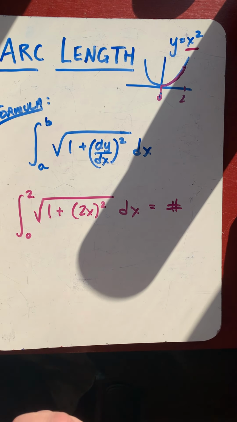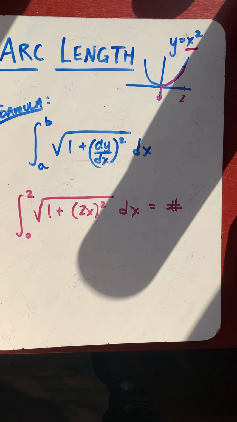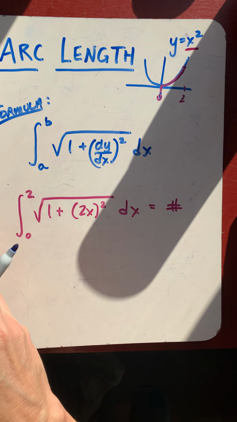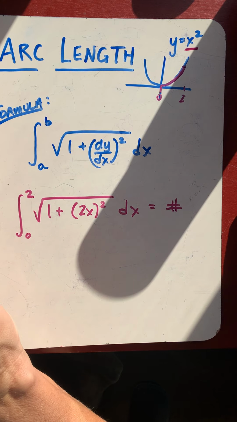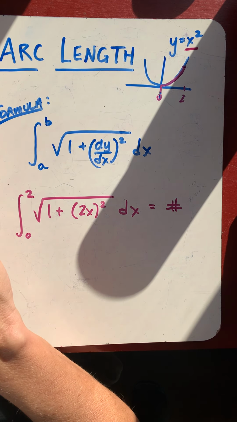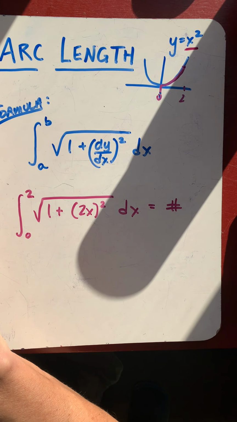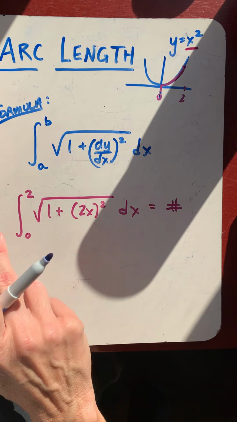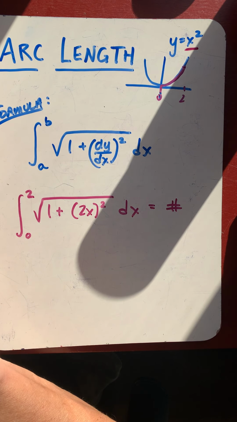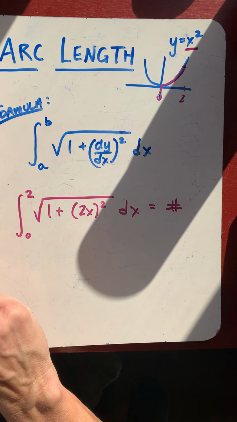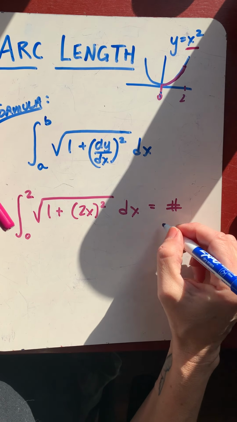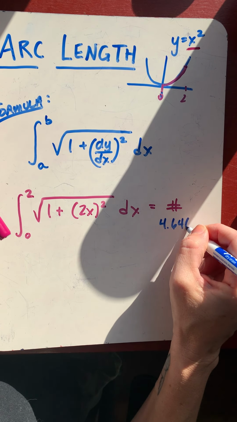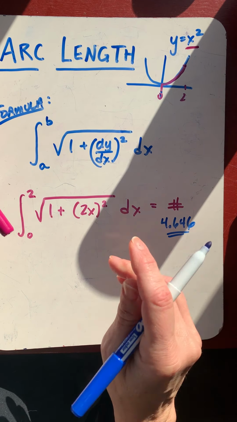I didn't do that. Whatever, I will, because then I'm going to feel bad otherwise. Menu, calculus, integral, 0 to 2, square root 1 plus, I usually end up doing that for x squared dx, and I get 4.646. Remember, you always have to give those 3 decimal places.